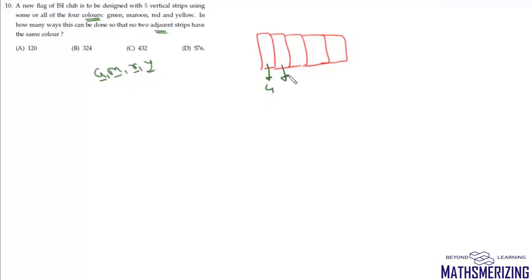Now for this next one, we have 3 choices because we cannot put the color which we have already put on the first strip. So it will be 3 choices here. Now for the next one again, there will be 3 choices because we cannot choose the color on the second strip.